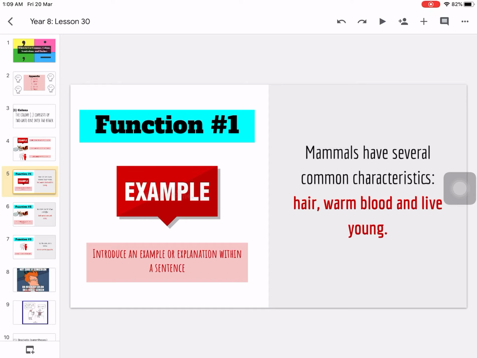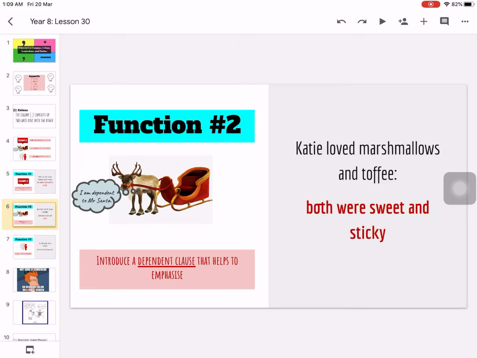You can always omit the examples, right? They are not an essential element to the sentence, but if you want to make it clear or you want to add extra information there, that's fine, okay? So: mammals have several common characteristics. You put a colon and then the example. The example is there.